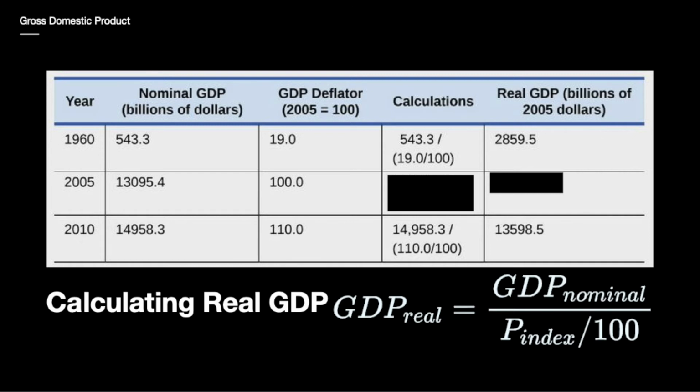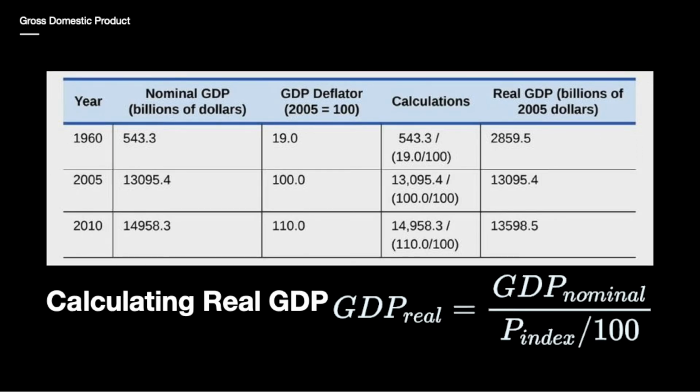To calculate real GDP in 1960, real GDP is equal to nominal GDP divided by the price index, divided by 100. Therefore, if we take the values of 543.3 billion divided by 19 divided by 100, we get 2,859.5 billion. 2005 is the base year.